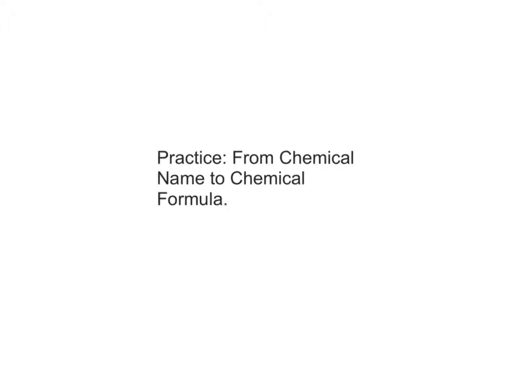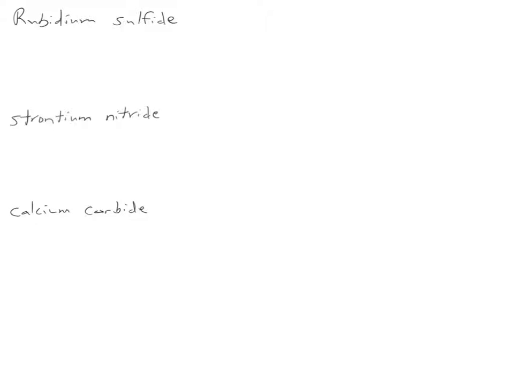In this video, we're going to be practicing going from chemical name to chemical formula. So our first example, rubidium sulfide. To do this, first we identify what kind of compound we have. Rubidium sulfide. Rubidium is a metal. All right, it's element Rb.